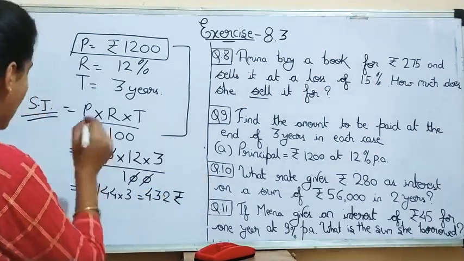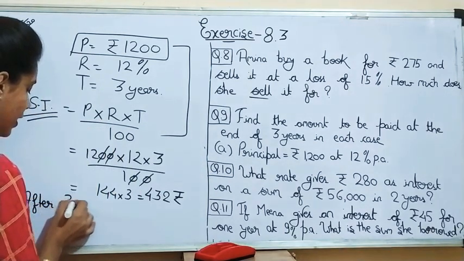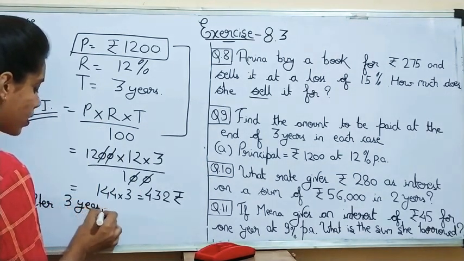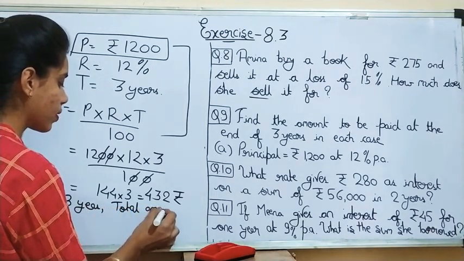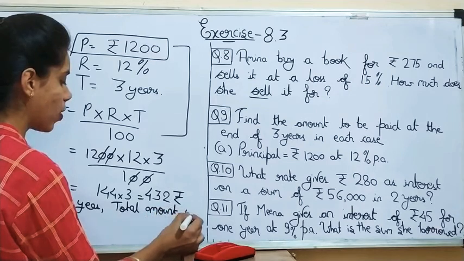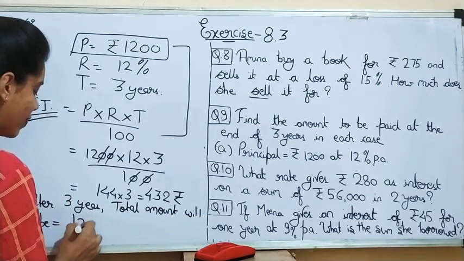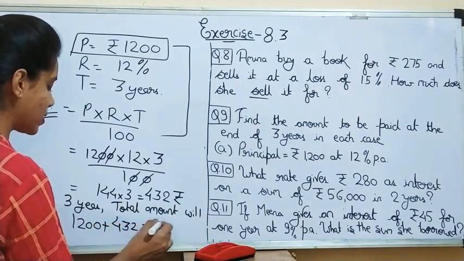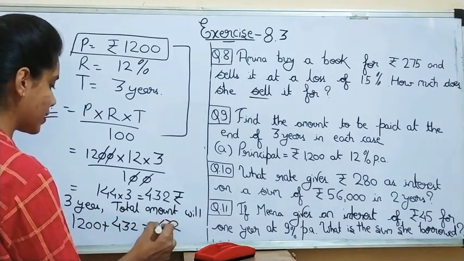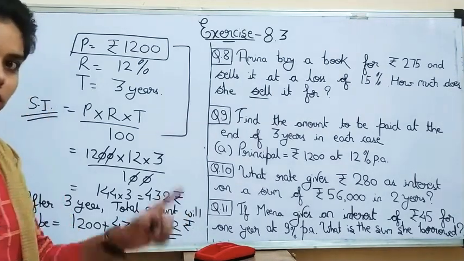So after 3 years, the total amount will be 1200 plus 432, which means 1632 rupees. So understood this thing?